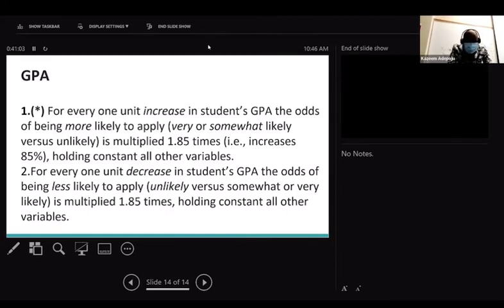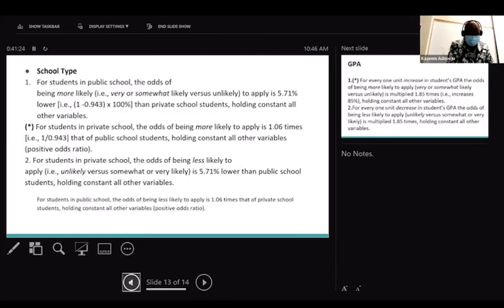I have a chat from somebody who asked, for public versus private education, how do we know the odds of a public school student applying to grad school is 5.71% lower and not 5.71% higher? That's a very good question. Now I'm going to go back into that.